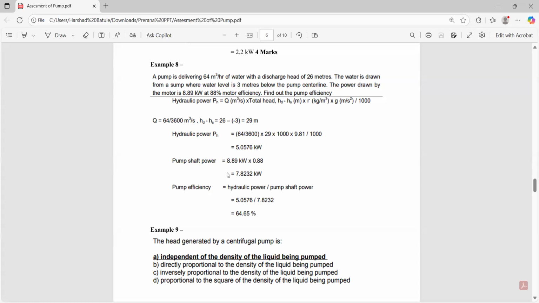So the efficiency of the pump would be hydraulic power divided by shaft power. So your efficiency would be 64.65%.